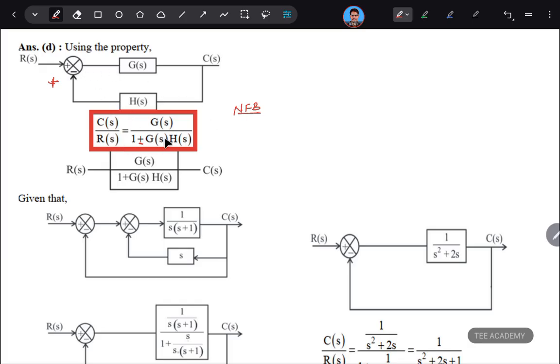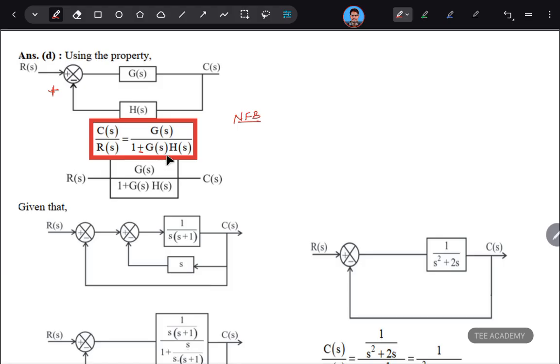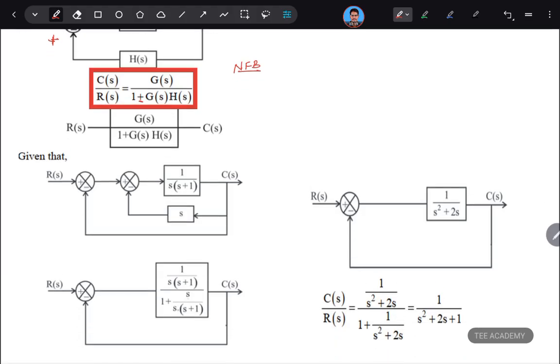So C(s)/R(s) is equal to G(s)/(1+G(s)H(s)). Next, R(s) is the input here, and this is the output. The same thing we have done here, so this is the same: G(s)/(1+G(s)H(s)). Now we are going to reduce this block. One block is 1/(s(s+1)). By using this formula, I will reduce this network. This is nothing but our G(s), and this will be H(s).